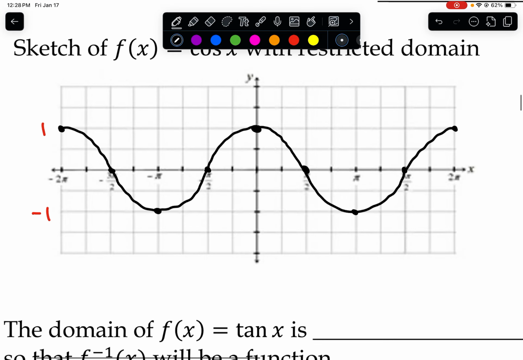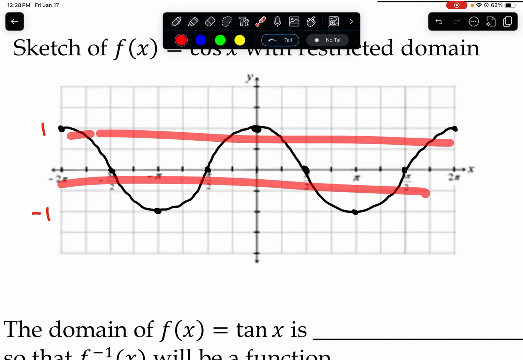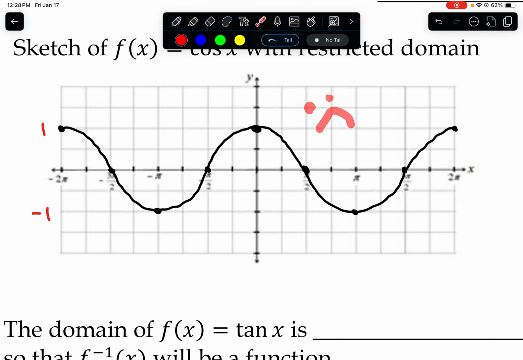Okay, so same idea. We want to restrict the graph so that it's going to pass the horizontal line test. If I try to do the horizontal line test, it fails miserably, sadly. So what I'm going to do is take from 0 to pi. That way, that little segment here is going to pass the horizontal line test. If I try to use the same segment as inverse sine, where we did negative pi over 2 to positive pi over 2, that would fail the horizontal line test. So I can't take the same interval. I have to use a different interval where it's going to pass.